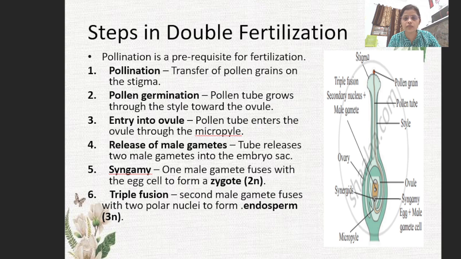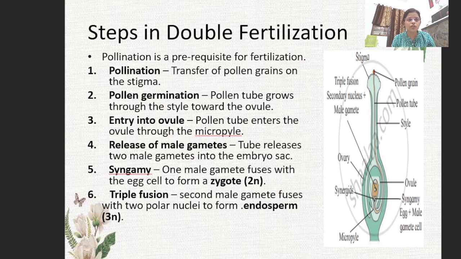After reaching the embryo sac, the tip of the pollen tube ruptures and the male gametes are released in the embryo sac. One of the male gametes fuses with the egg cell and produces the zygote. This is the true fertilization, or syngamy. The second male gamete moves towards the center, fuses with the polar nuclei, and produces a triploid cell which we call primary endosperm nucleus, which after division produces endosperm, which is a nutritive tissue.